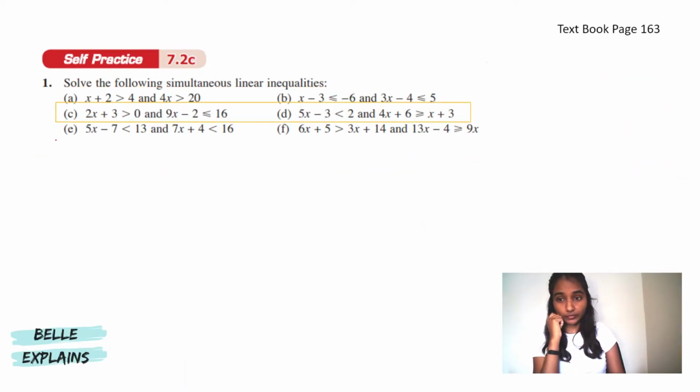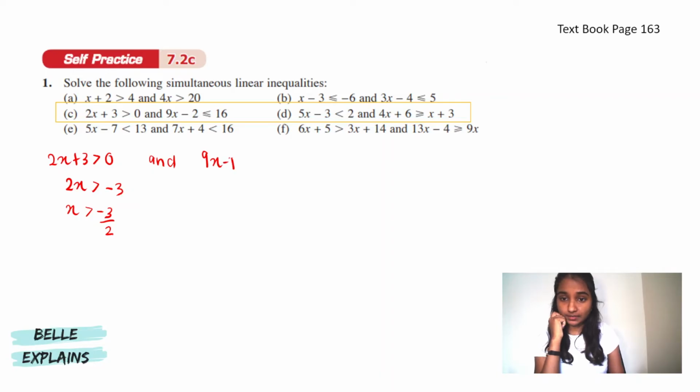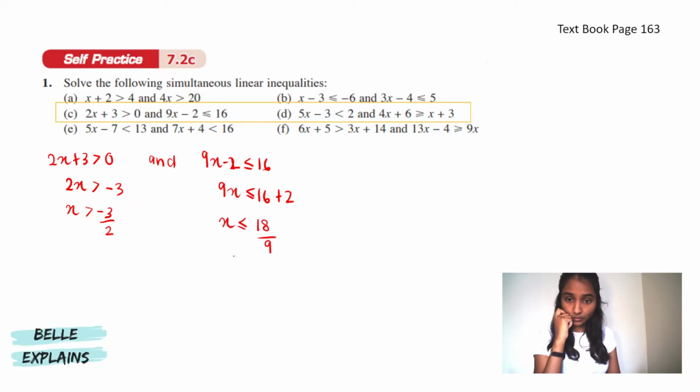Okay, next one for C. 2x plus 3 bigger than 0. So we want only x on this side. When we move the 3 to the other side, it's going to be a negative 3. This one's going to be x is bigger than negative 3 over 2. We have another inequality here, which is 9x minus 2. We're going to move 2 over there, so this one becomes 16 plus 2. x is smaller than or equal to 18 over 9.